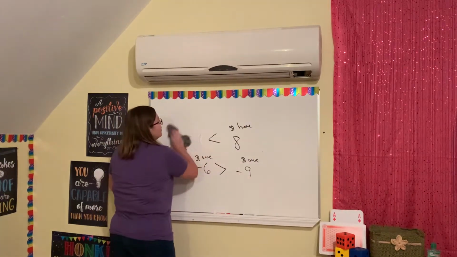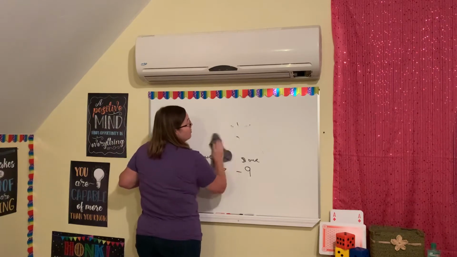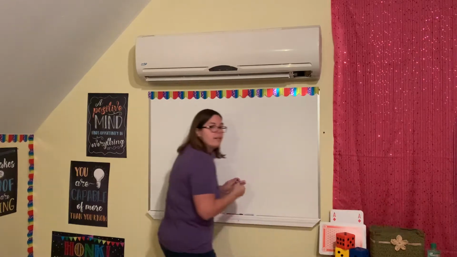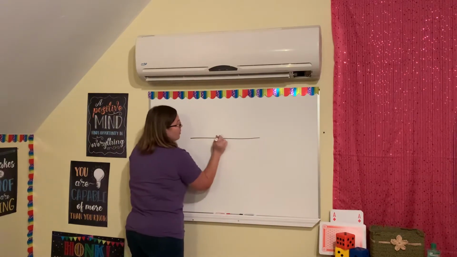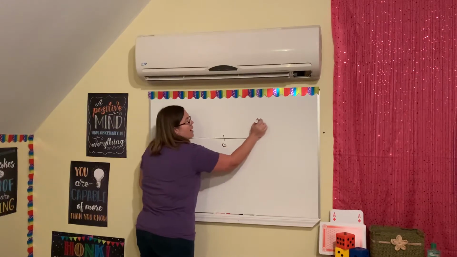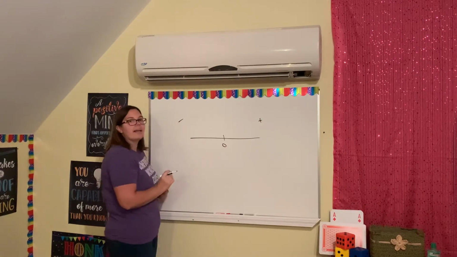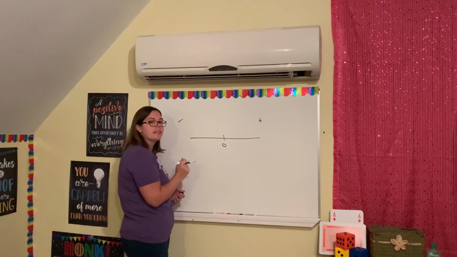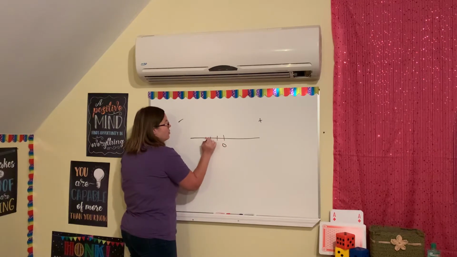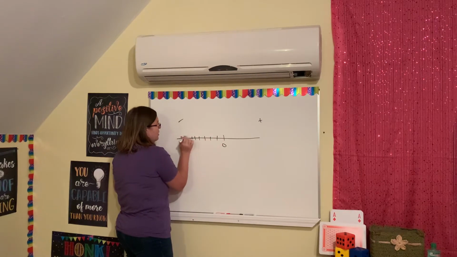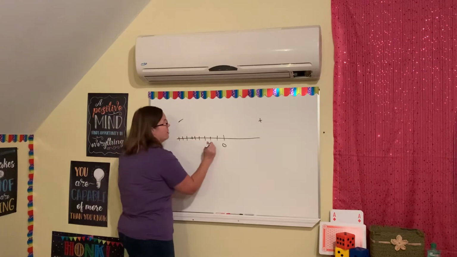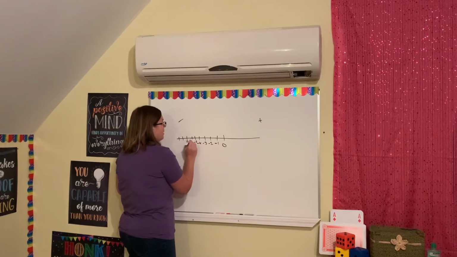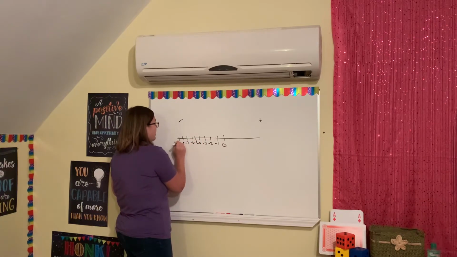Typically, you can use a number line to help you compare and order integers. If I draw a number line, of course we know 0 is in the middle, our positive numbers are to the right, and our negative numbers are to the left. In the last scenario, we just compared -6 and -9. So we have 1, 2, 3, 4, 5, 6, 7, 8, 9. These are our negative numbers. We have -1, -2, -3, -4, -5, -6, -7, -8, and -9.